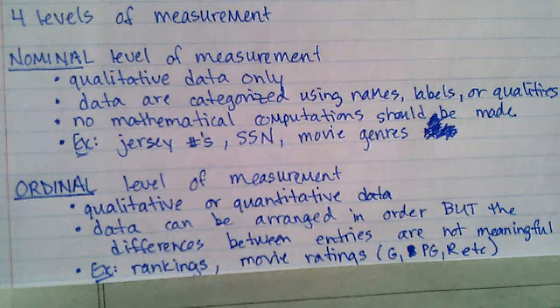Now, I'm not sure that that has any meaning, but I certainly don't think that the difference between number 1 and number 5 being a difference of 4 has the same meaning as the difference between number 21 and 25 being a difference of 4. So you could do those computations, but they wouldn't really mean anything.